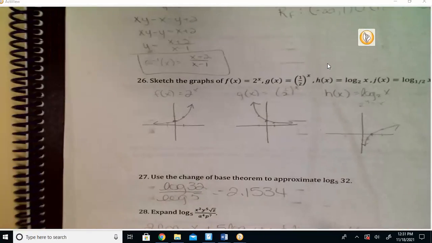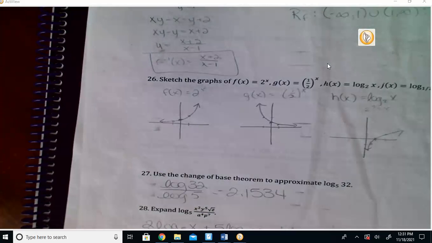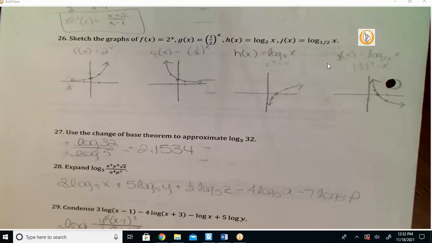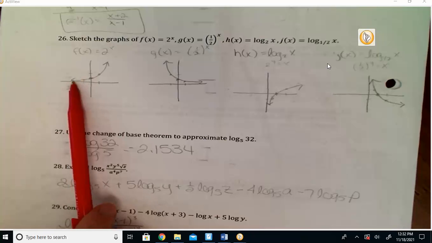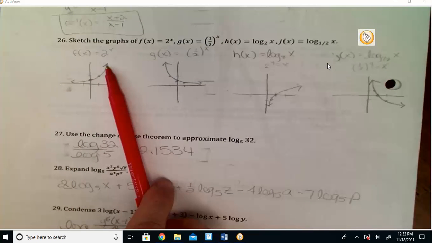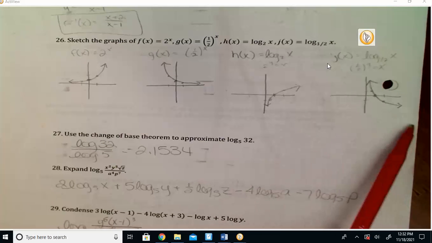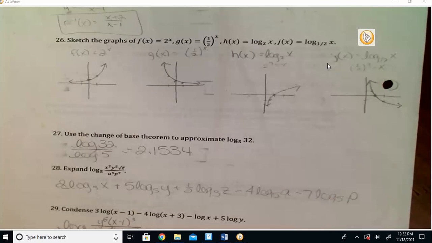25, your inverse turns out to be the exact same as your original function. So the domain and range of everything is the same, -infinity to 1, union 1 to infinity. 26, your graphs, I would expect a minimum of 3 exact points on those. So 2 to the x is just your increasing, 1/2 to the x is decreasing, log base 2, and log base 1/2. Looks like that.